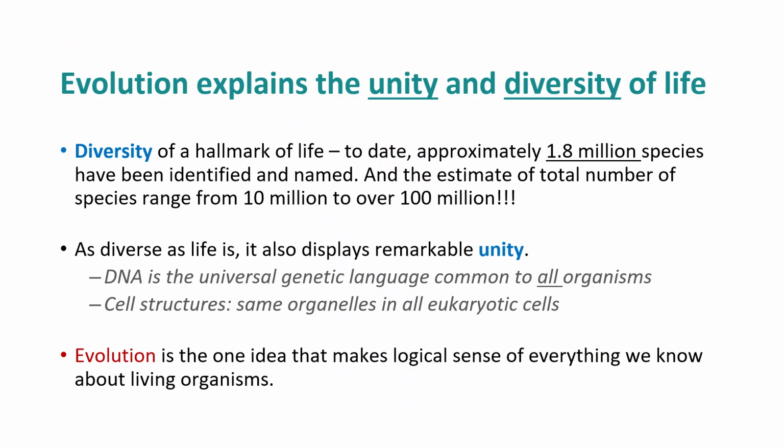Okay, so as of today, biologists have identified approximately 1.8 million species on Earth, which could be 20 or maybe 2% of all the species we estimate to have in our biosphere. So there's a lot more coming, right? And this diversity is a great hallmark of life. Yet, as we just mentioned, as diverse as life is, it also displays remarkable unity.